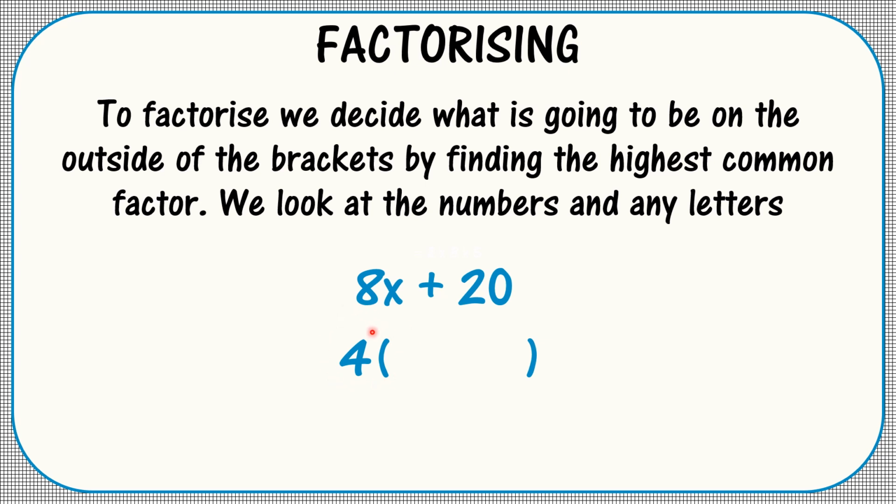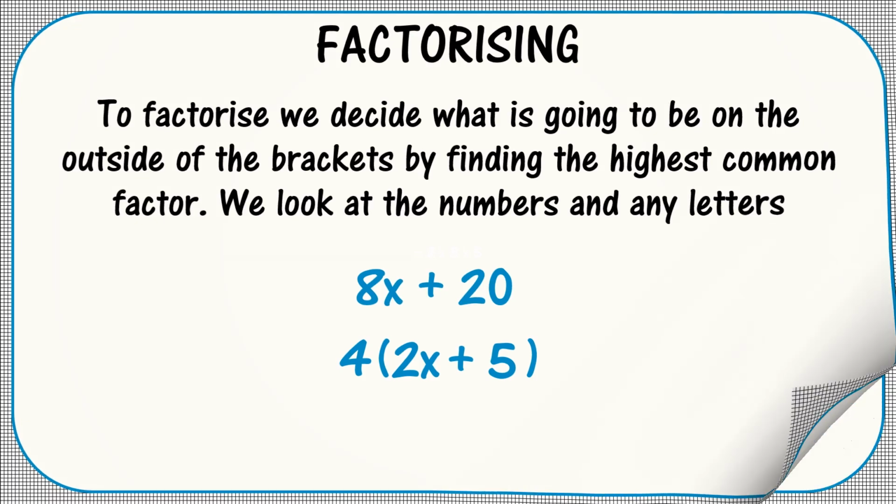Then you will think to yourself, how do you get from 4 to 8x? You will multiply it by 2x. And then you will think, how do you get from 4 to 20? It's 4 times 5. A way you can check your answer if it is correct is by expanding. So 4 times 2x gives us 8x. And 4 multiplied by 5 gives us plus 20. So we know that we have factorized correctly.